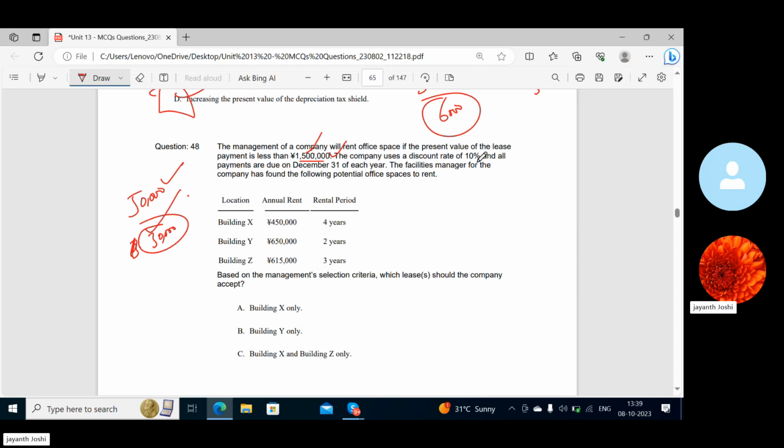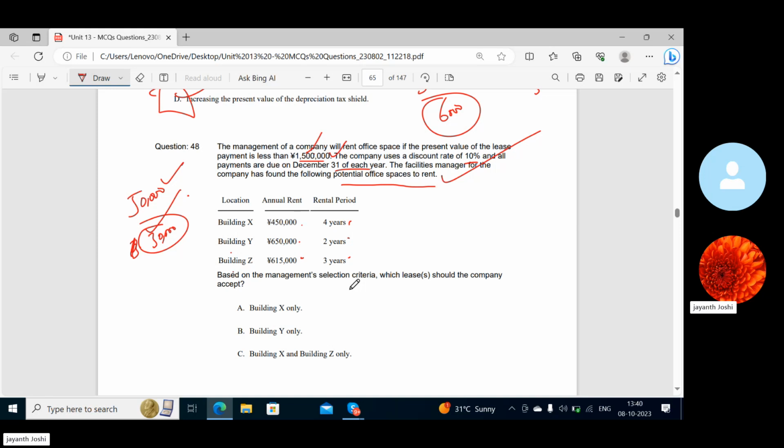The company uses a discount rate of 10% and all payments are due on December 31st each year. The facilities manager for the company has found the following potential office spaces to rent. There are 3 locations: building X, building Y, building Z. And annual rents are given, rental periods are given. Now, based on the management selection criteria, which lease should the company accept?